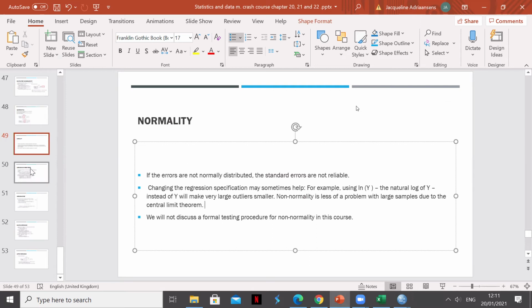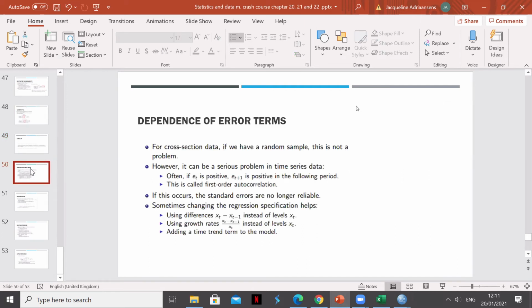Then there is the last violation, or possible violation. Remember dependence of the error terms. We said we want the error terms to be independent of each other, because if they are not, then the model isn't reliable anymore. Because if they are not independent, then the data sort of depend upon each other, and your sample, of course, isn't fair.